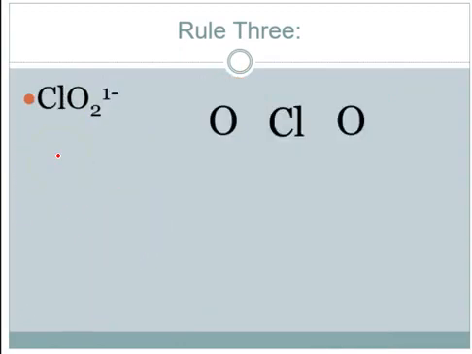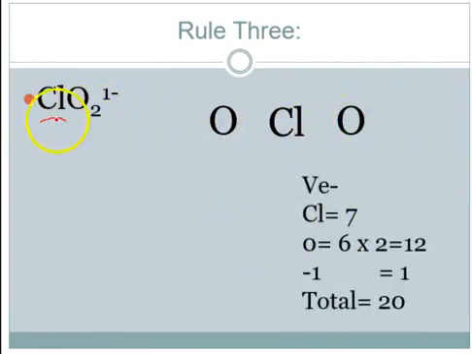All right, so this is ClO2 with a -1 charge. Okay, so first distribute your skeleton. Your loner is Cl, it goes in the center. Your oxygen goes on either side. You count your valence electrons. Chlorine has 7. Oxygen has 6 apiece, and there are 2 of them for 12. You've got a -1 charge on this ion, so that means add 1 more electron. So I've got 20 electrons to distribute.